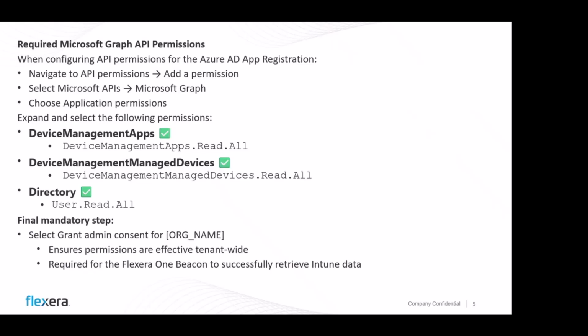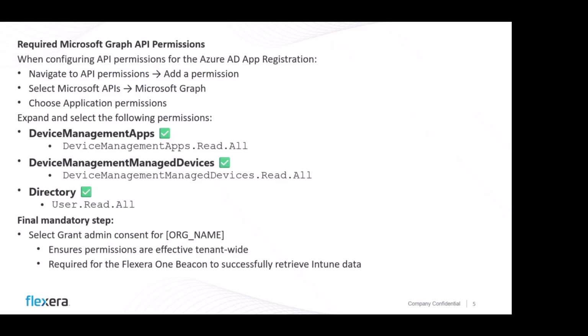Under Device Management Apps, select Device Management Apps Read All, which allows access to Intune discovered application data. Under Device Management Managed Devices, select Device Management Managed Devices Read All, enabling retrieval of managed device inventory information. Under Directory, assign User Read All, which is required to read user information associated with devices.